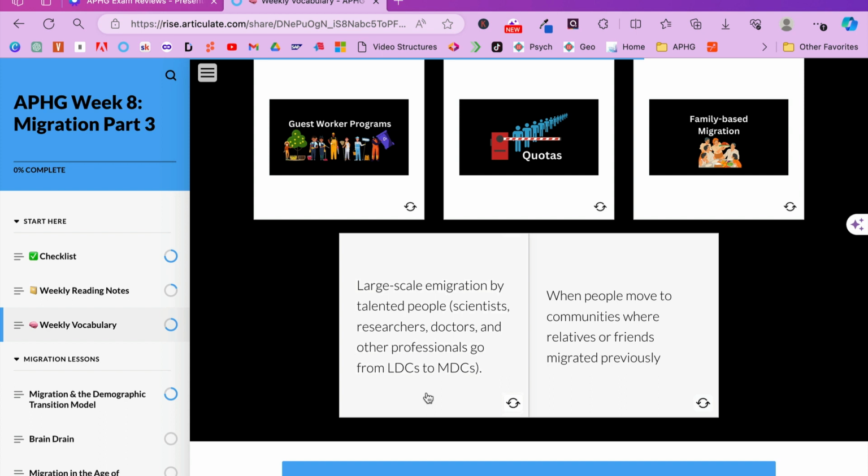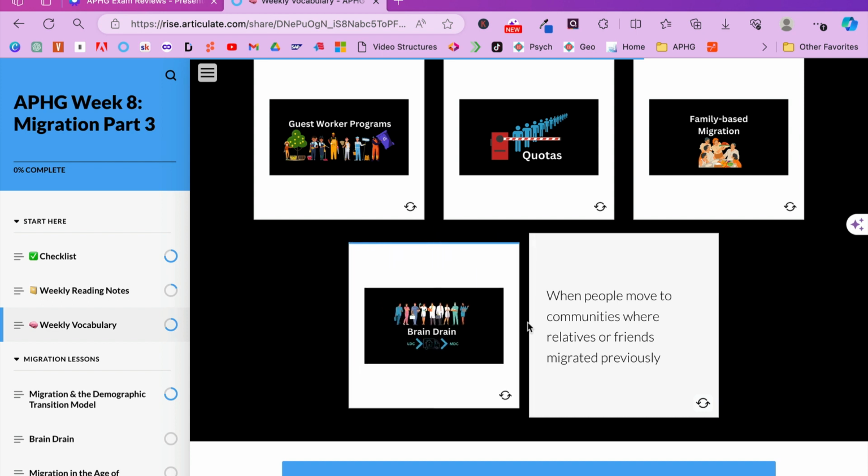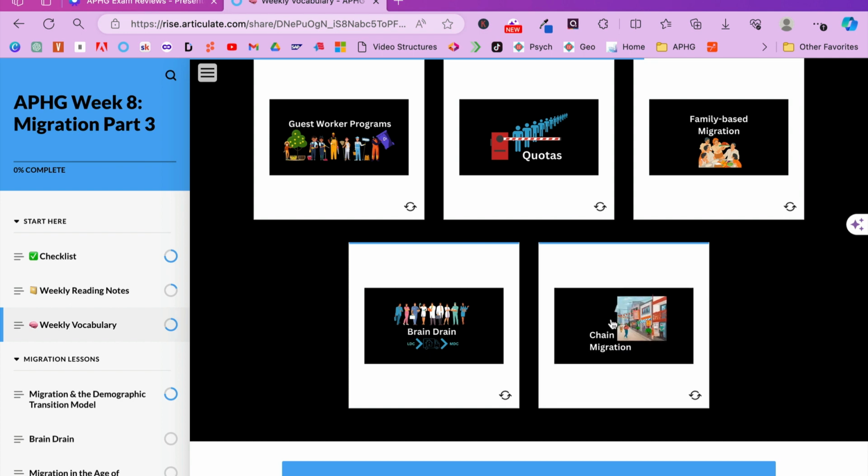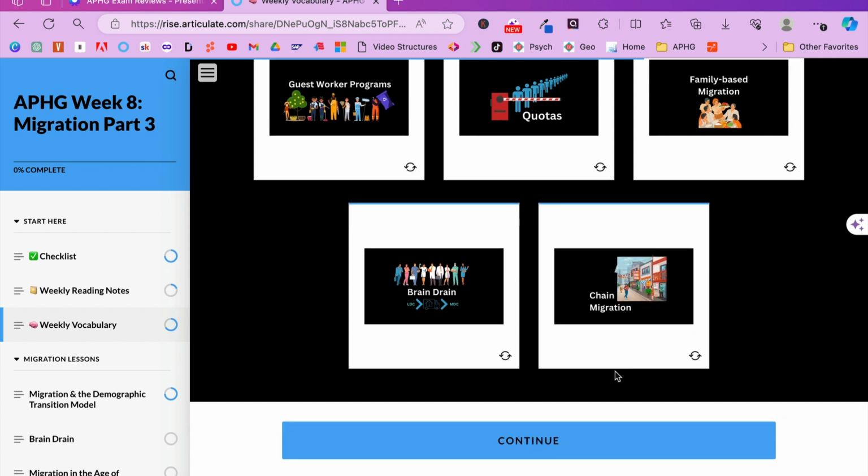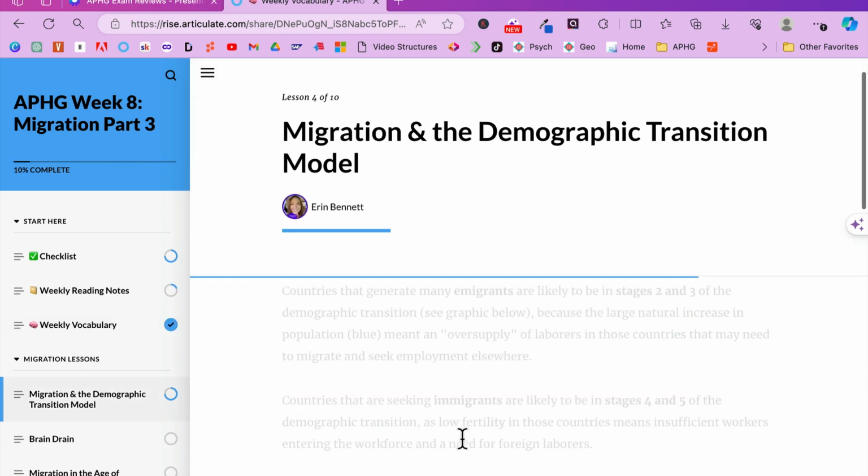large-scale emigration by talented people such as scientists, researchers, doctors, and other professionals from less economically developed countries to more economically developed countries. So that's considered a brain drain on the countries that were left, because their talent and innovators are leaving and taking their talents to another country. Usually, well, always a more economically developed country.